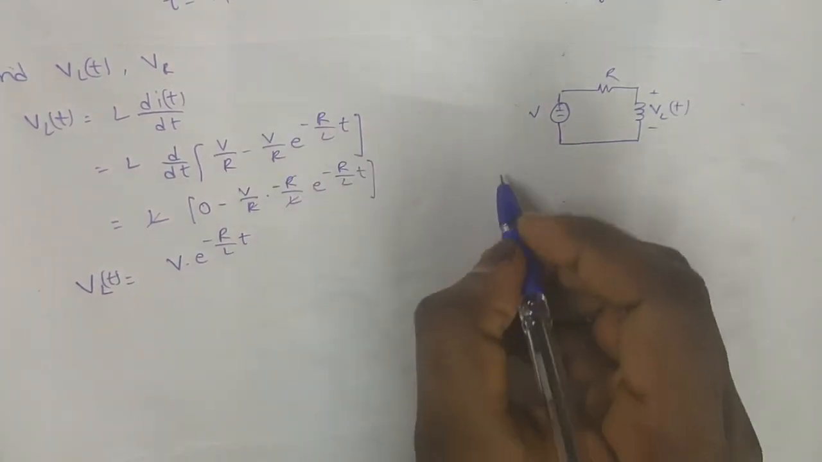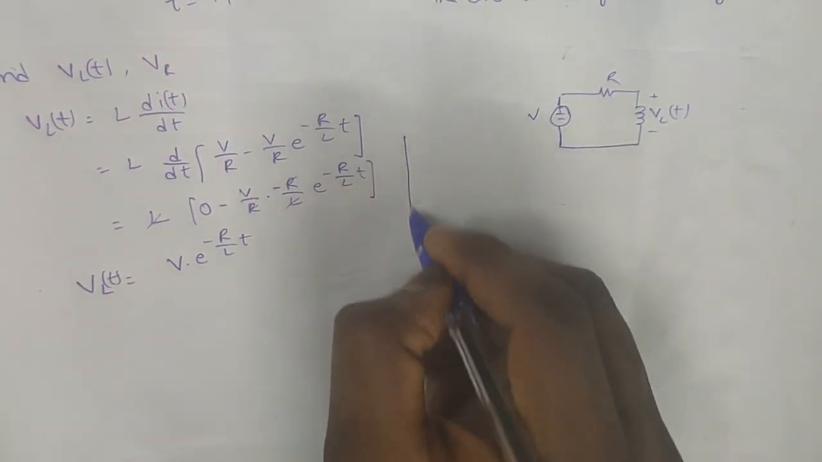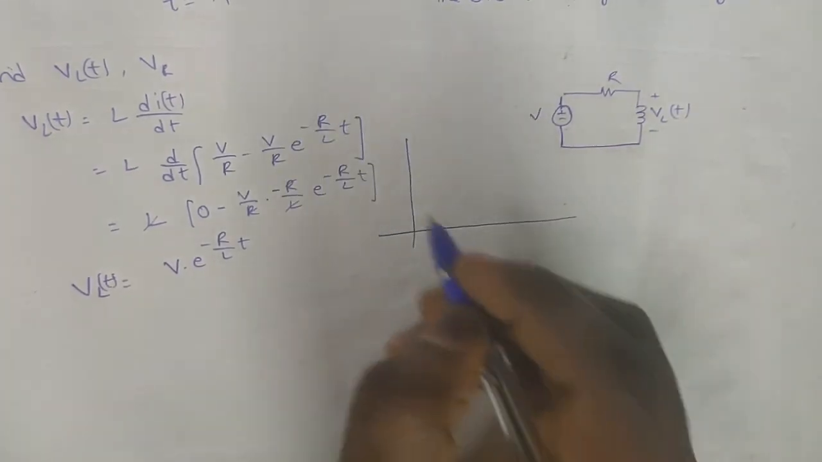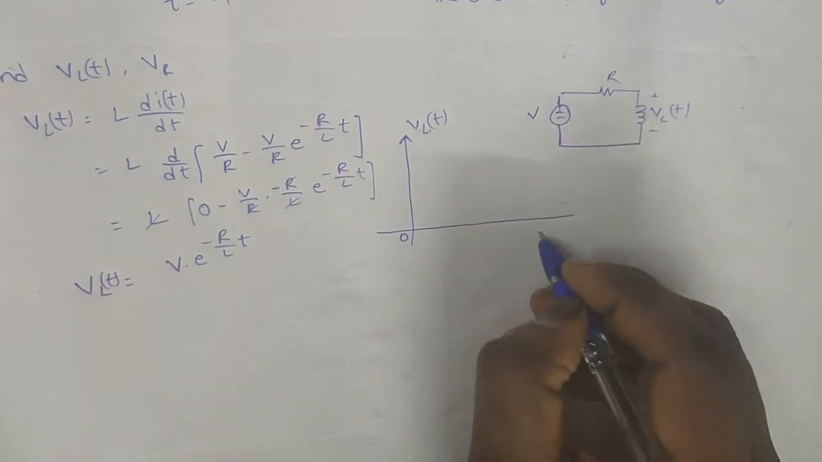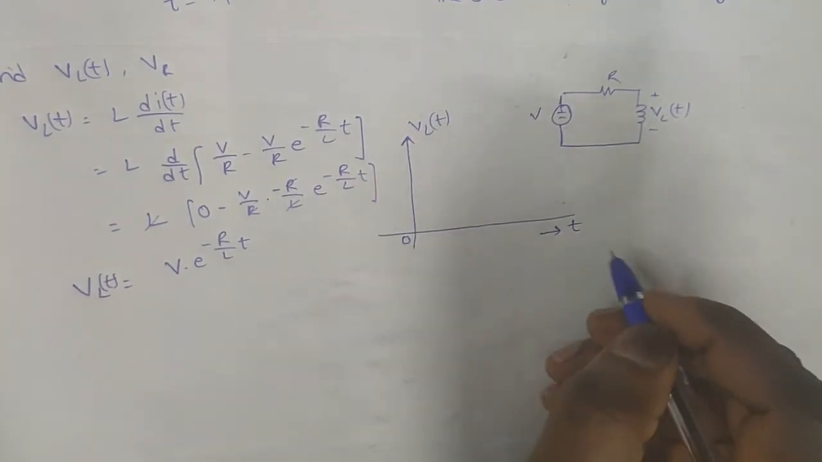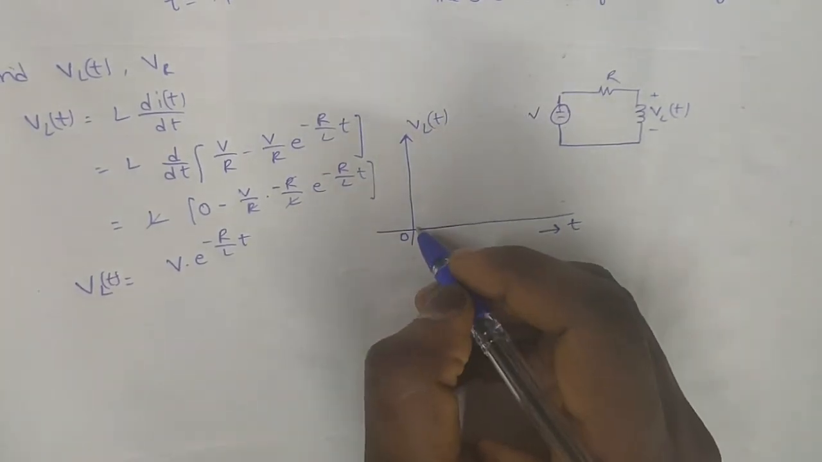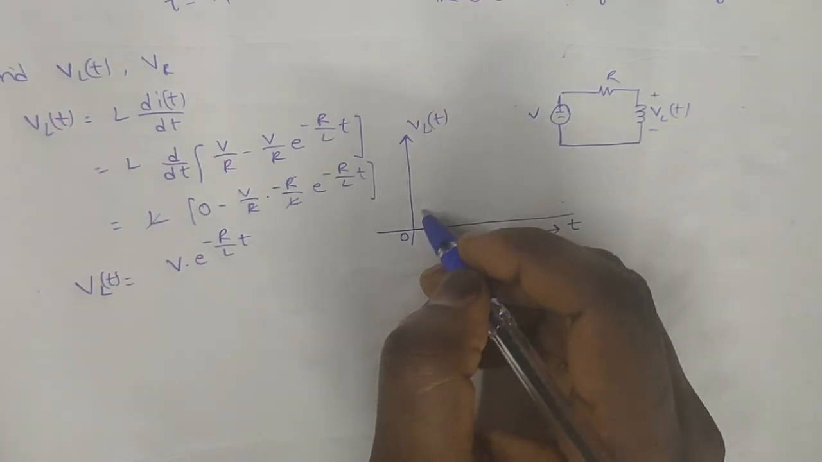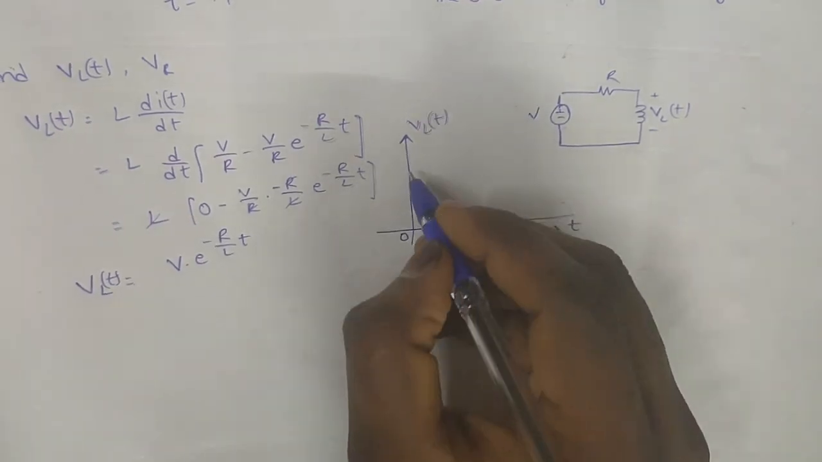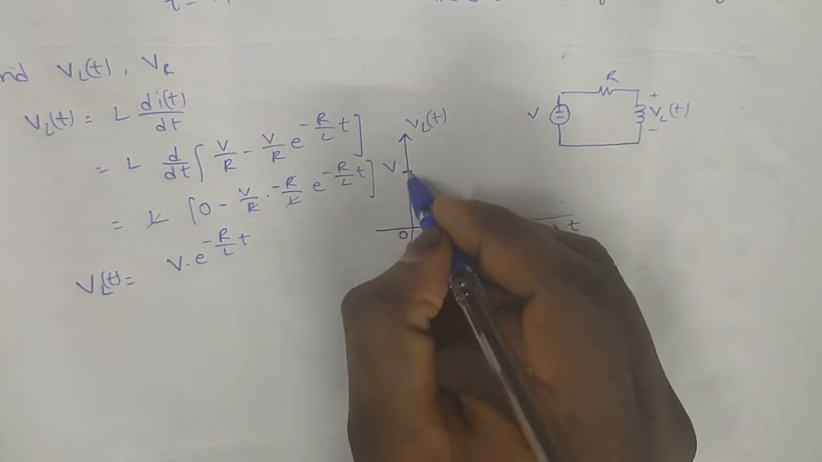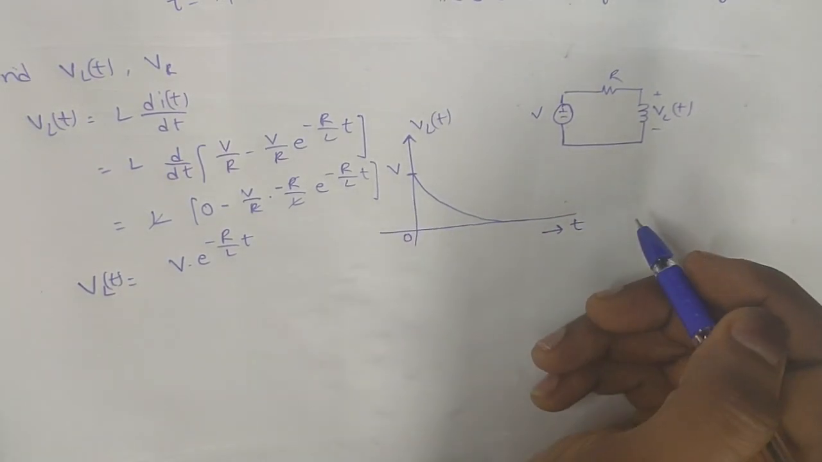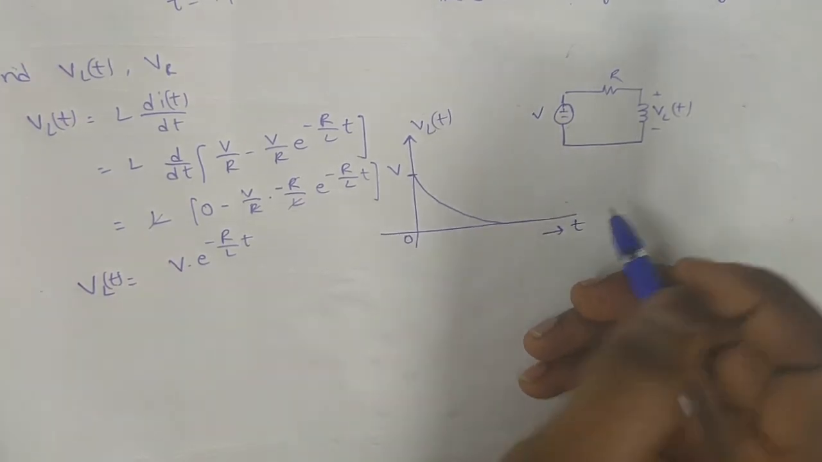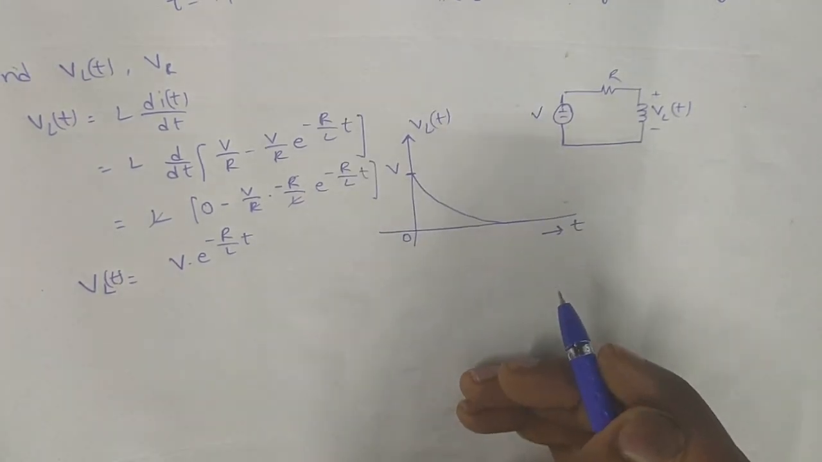For this, the voltage waveform will look like this. When the time is increasing, the value will be starting from V and decreasing to 0. This is the waveform of the circuit.